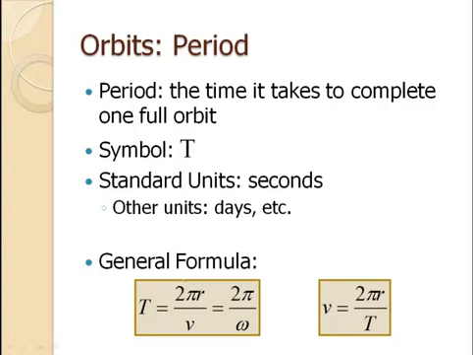So, in general, a formula for the period is simply the complete orbit, or the circumference, which is 2 pi r, divided by the velocity. And another version of that formula is that the speed that you're traveling is equal to 2 pi r, the full circumference, divided by the period.